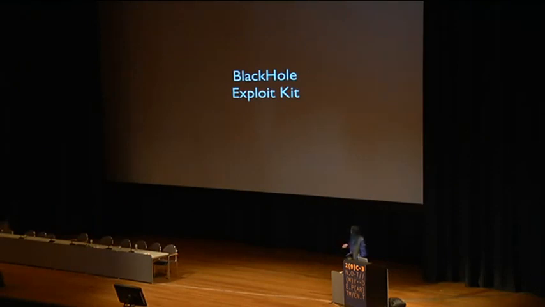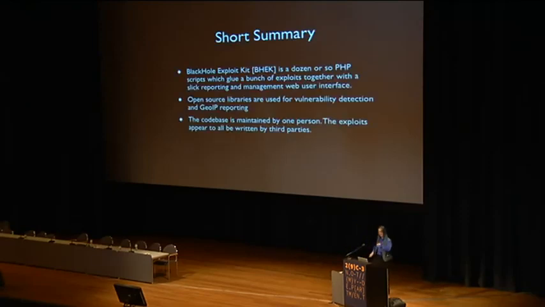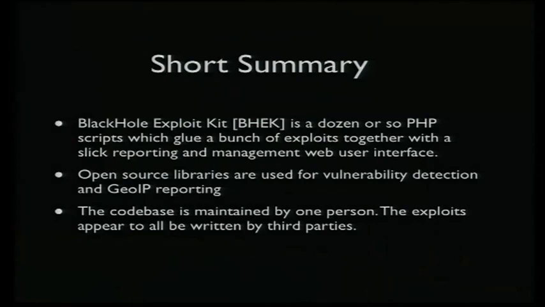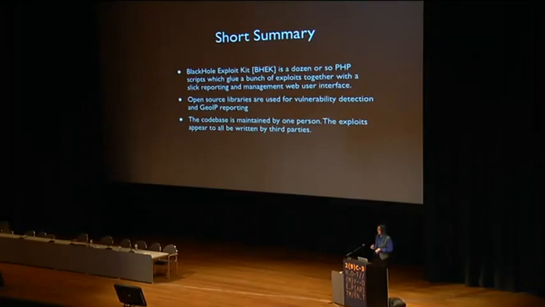So BlackHole exploit kit is basically a bunch of PHP scripts that present a very shiny user-friendly interface to the cyber criminals who are renting it. It reports all kinds of statistical information about which country all the victims are from and what browser and OS version they're running and so forth. Other than that, it's basically just a bunch of old exploits, not really any different from the same copies of the exploits you see everywhere else. Most of this is actually true for all exploit kits, really.